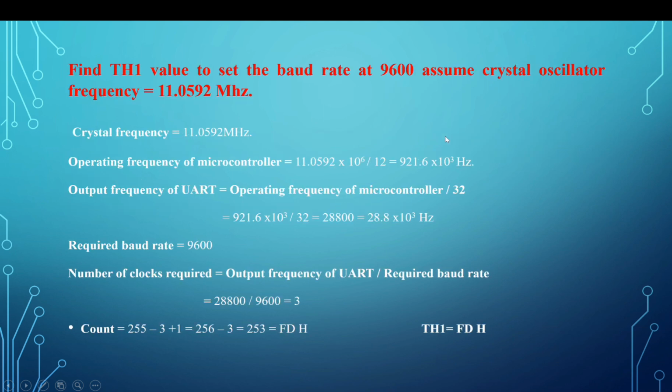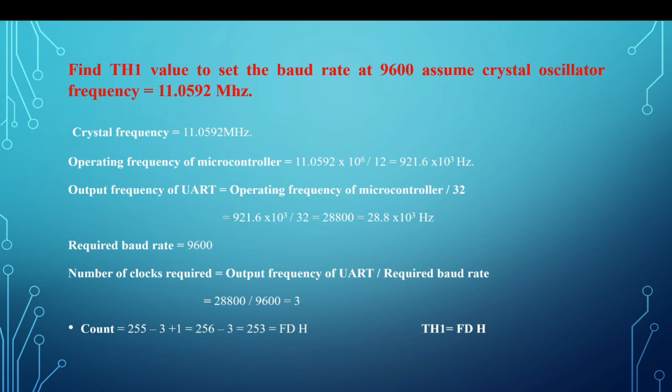Now let us see how baud rate is set in 8051. To transfer a bit, timer overflow is used. Whenever the timer overflows, a bit will be transferred. In serial communication, timer 1 is used. Whenever timer 1 overflows, a bit will be transferred. And timer 1 is used in mode 2. What is mode 2? 8-bit auto reload.